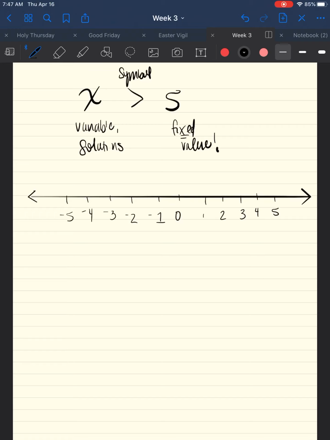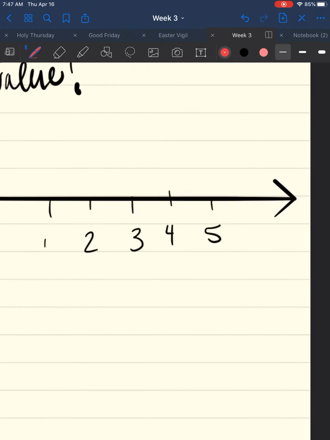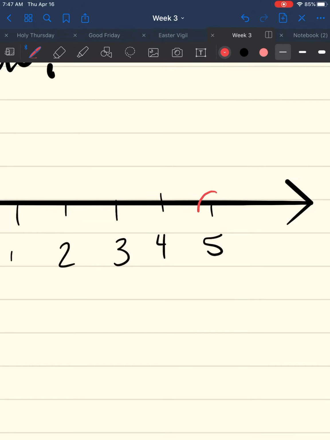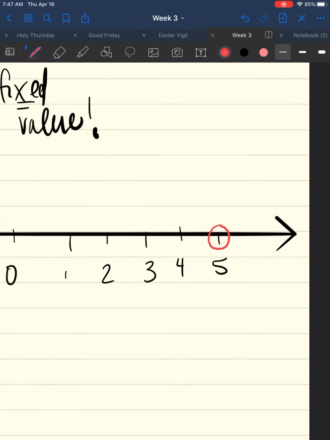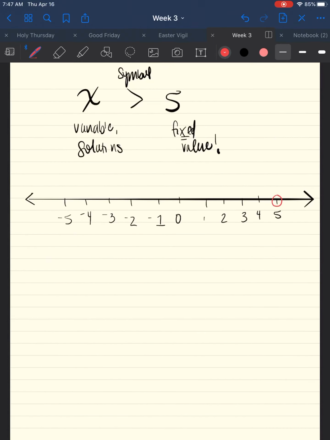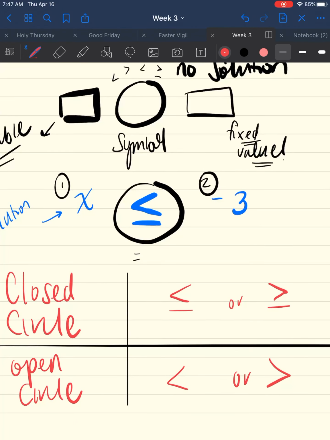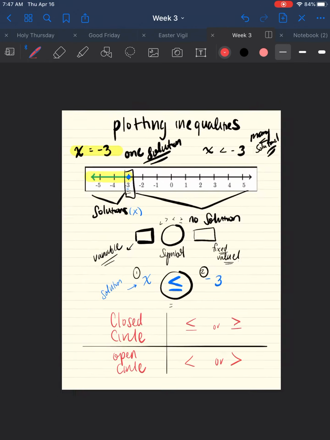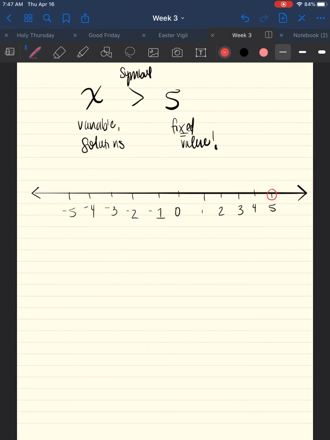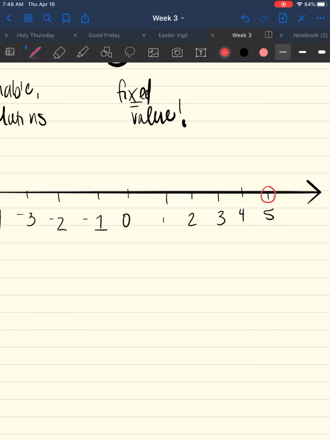All right, first is first. Got my variable, x. So x, meaning that a number has to be, and then it says 5. So I'm going to go ahead and my fixed value, I'm going to draw a circle. Now we ask ourselves, do I shade it in or do I leave it open? Well, let's take a look at the previous notes we have. Closed circle is when you have less than or equal to or greater than or equal to. Open circle is when you have less than or greater than. And we have greater than, not equal to. So I'm going to go ahead and shade it in.